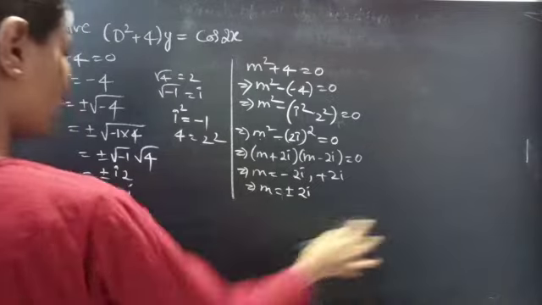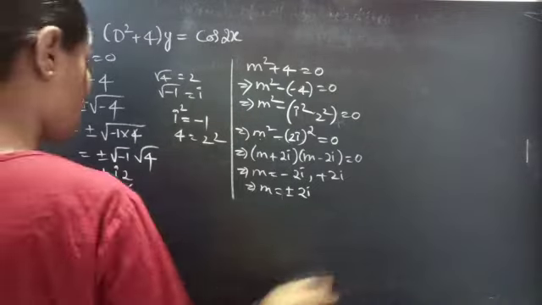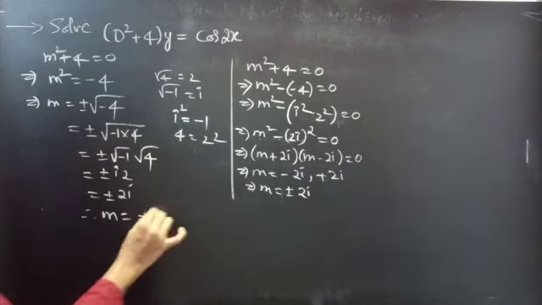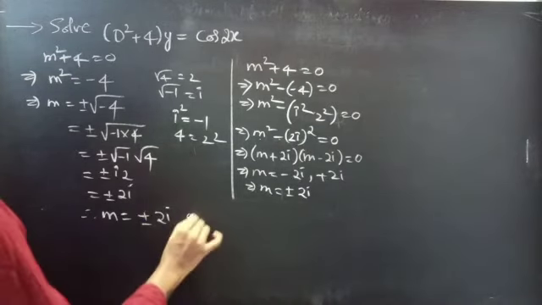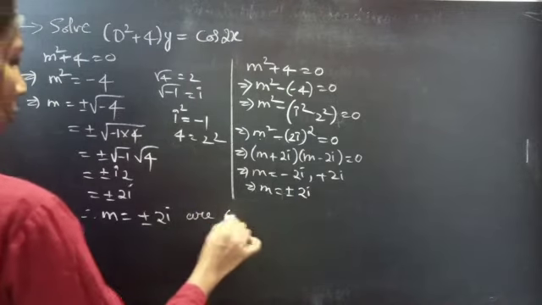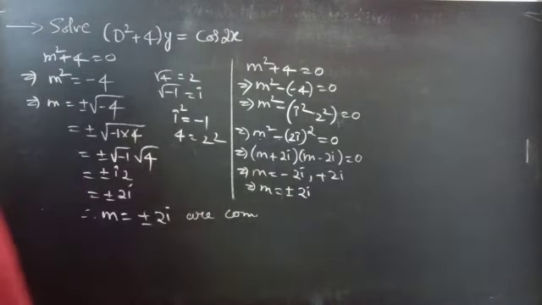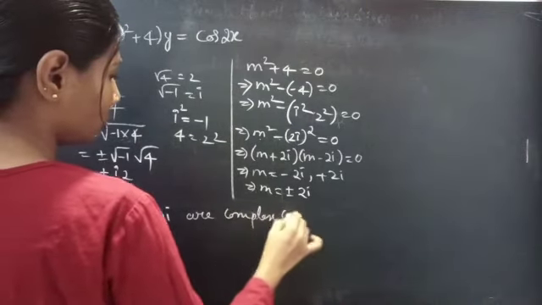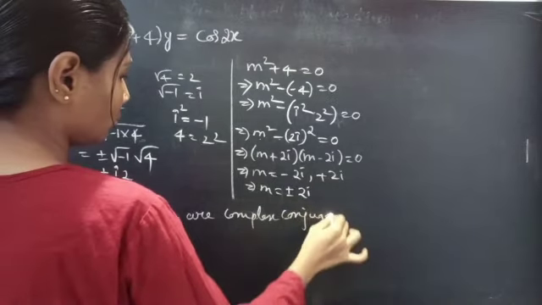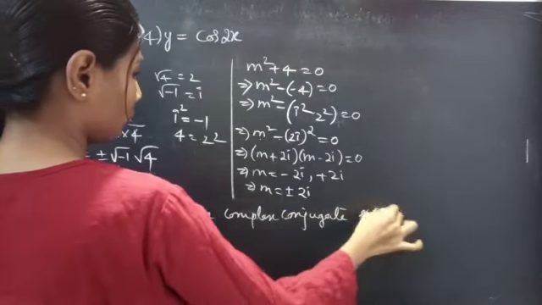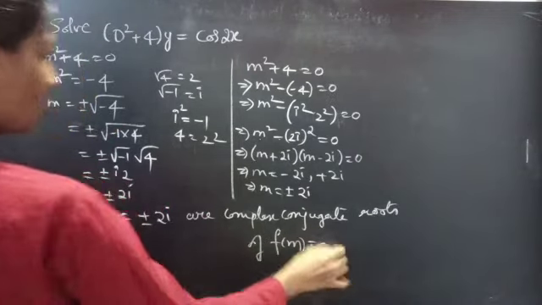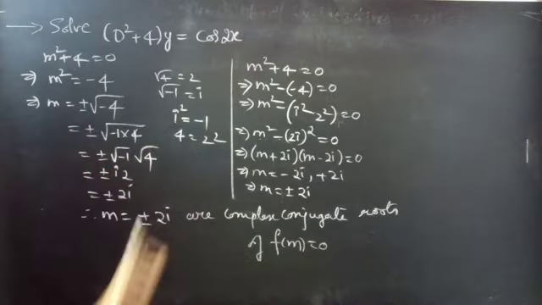Since we don't have any real part, I took it as 0. Therefore, m equals plus or minus 2i are complex conjugate roots of f of m equals 0, our auxiliary equation.